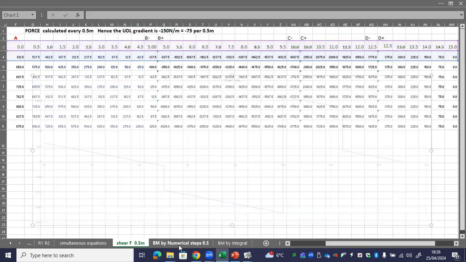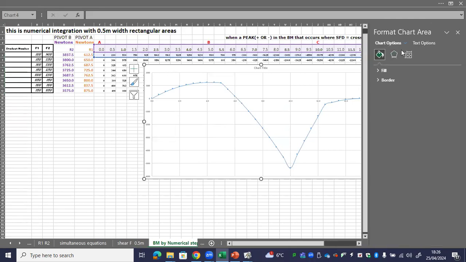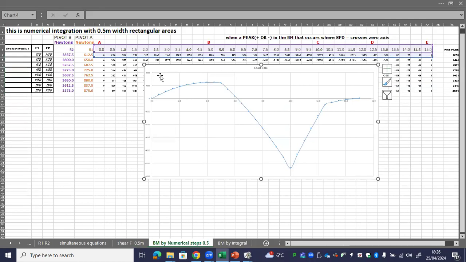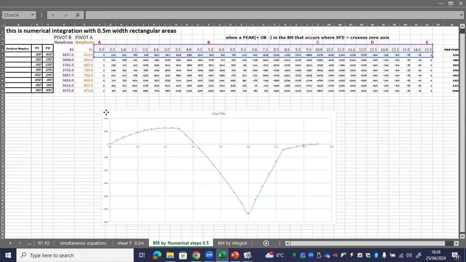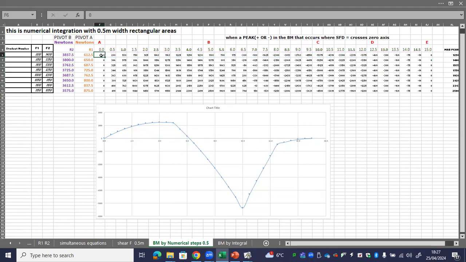So if we do the bending moment diagram numerically, so not using any rules of integral maths, what we're doing is chopping up the area under the graph into 0.5 meter steps, and we're taking the rectangular areas and adding them all up and keeping a running total. So we start the bending moment at 0.